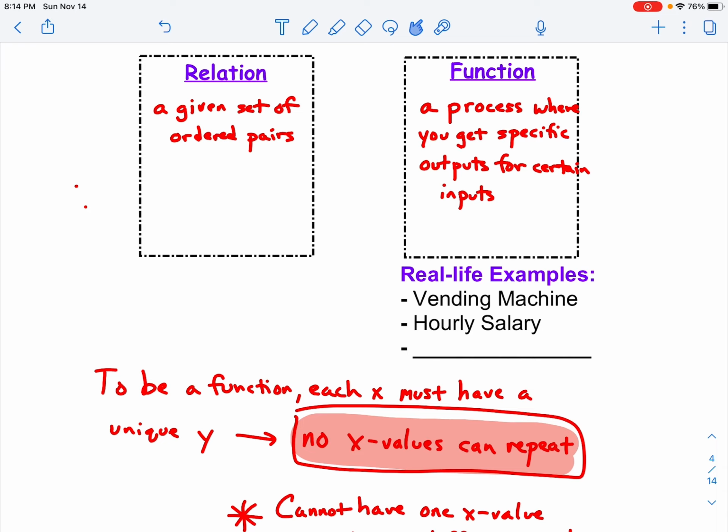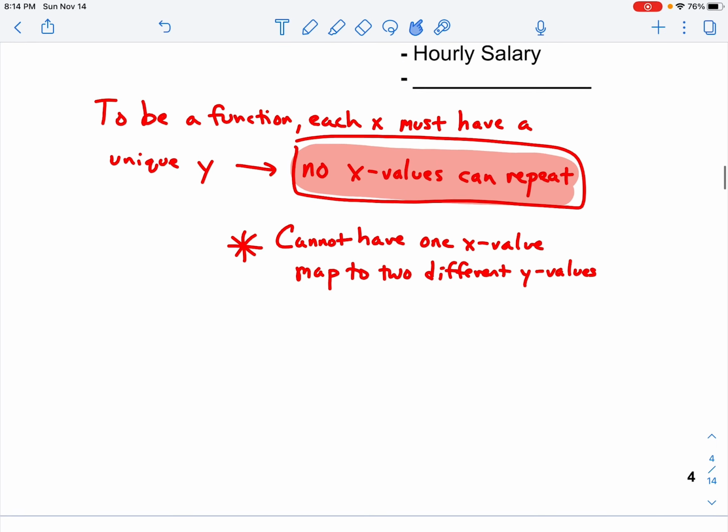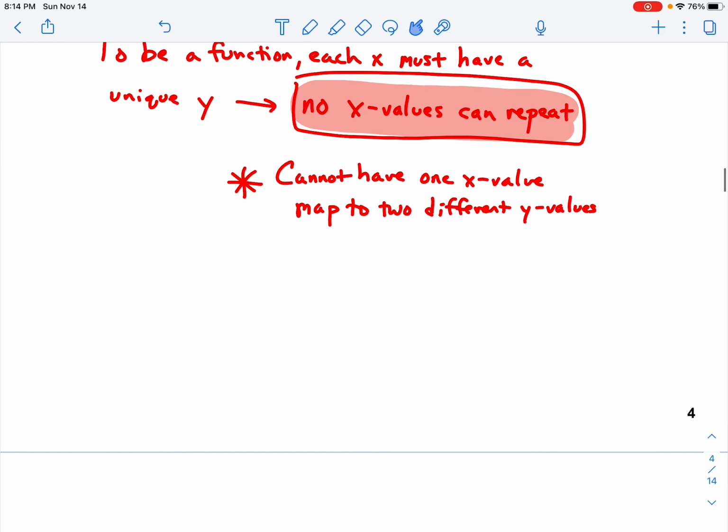Every single x value that you put in, aka every dollar that you put into the machine, you're only going to get one item out, right? You cannot have one input getting multiple outputs. So that would be impossible, right? So the vending machine is the real life example of what a function is. It's a function process. You can only get one output per input. Okay?